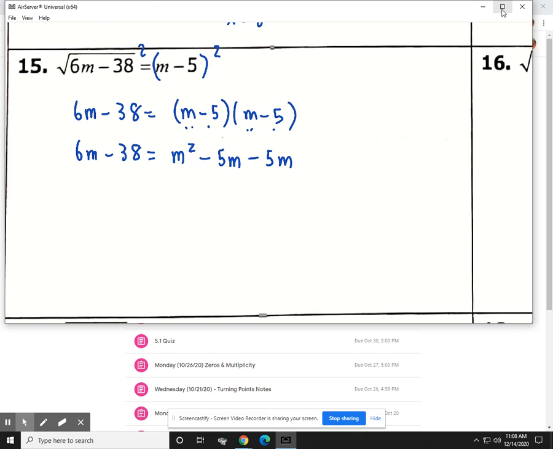Right in the middle of fourth period. Okay. And then, of course, last you have negative 5 times negative 5, Kira. That's the what? That's the positive 25. Okay, I'm going to go ahead and combine those. What is negative 5m minus 5m?